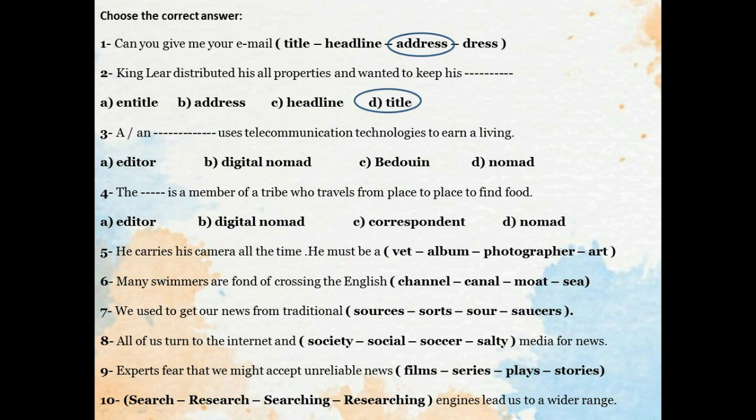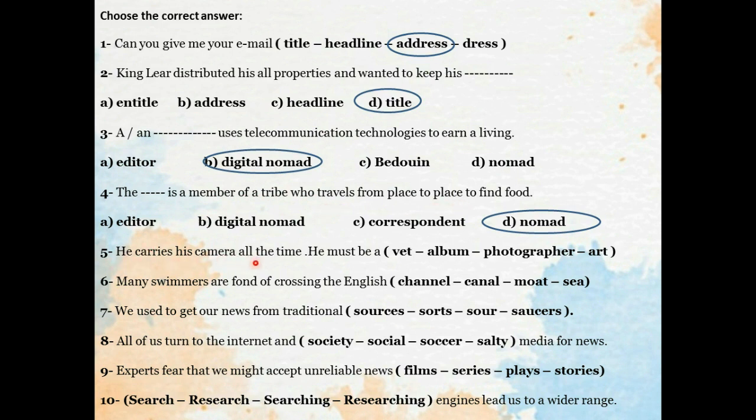So he wanted to be the king, even though he disputed all his properties. Number three, Anne uses telecommunication technologies to earn a living. Who's the one who's doing this? Digital nomad. Number four, the person is a member of a tribe who travels from place to place to find food. So they are nomads. So you can use the word nomad alone just to refer to the people who live in a tribe and travel from one place to another.